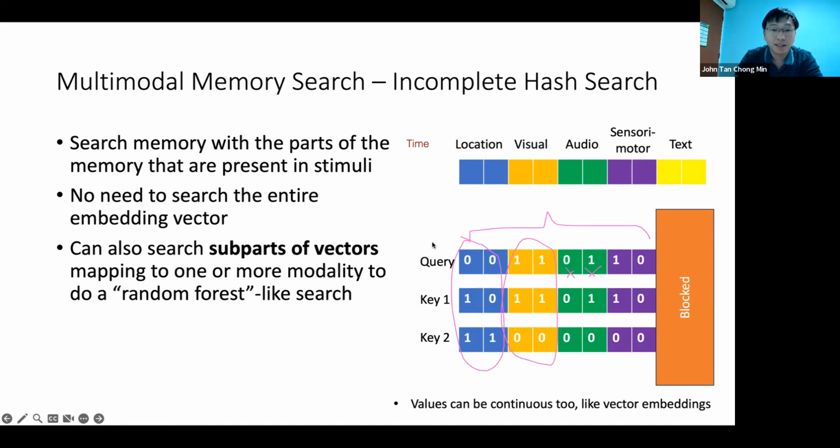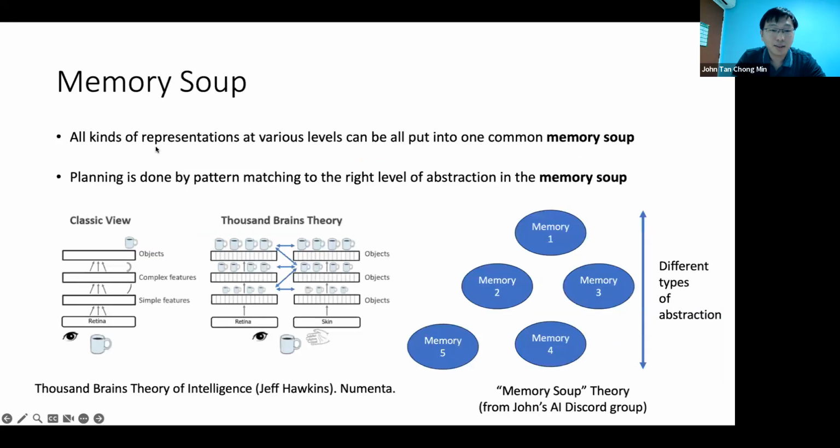Okay, so let's go back to the slide. I think I will need about 15 minutes, so just bear with me, I think let's complete this today. All right, so the next thing I would like to talk about is memory soup, as we've been saying. Different levels of abstraction would all go to the same memory soup.